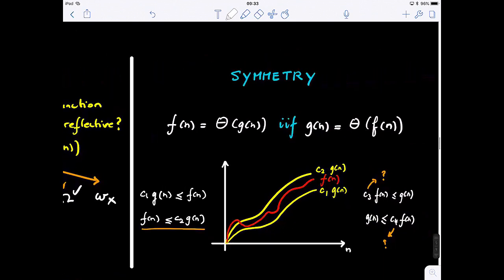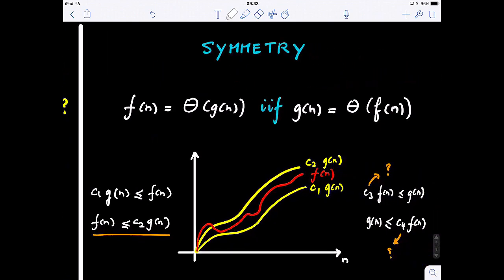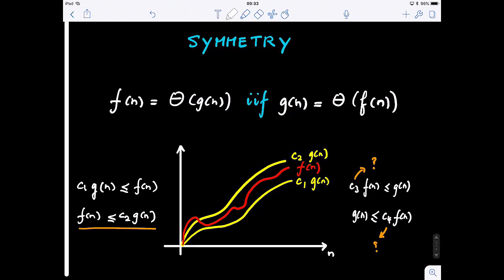And then we have another one called symmetry, and this applies only for theta. What does it mean? It's the sandwich function. f of n is in theta of g of n if and only if g of n is also in theta of f of n.